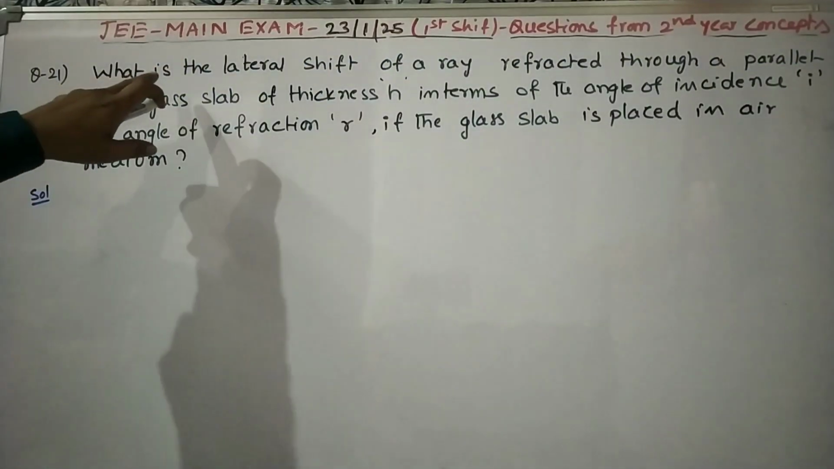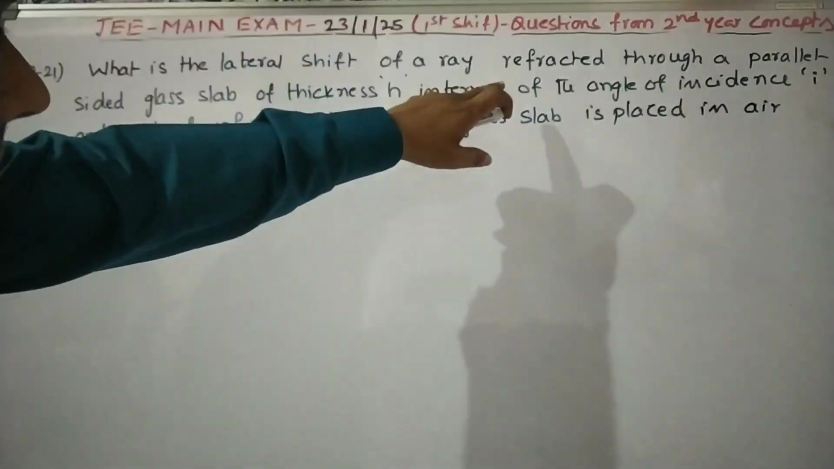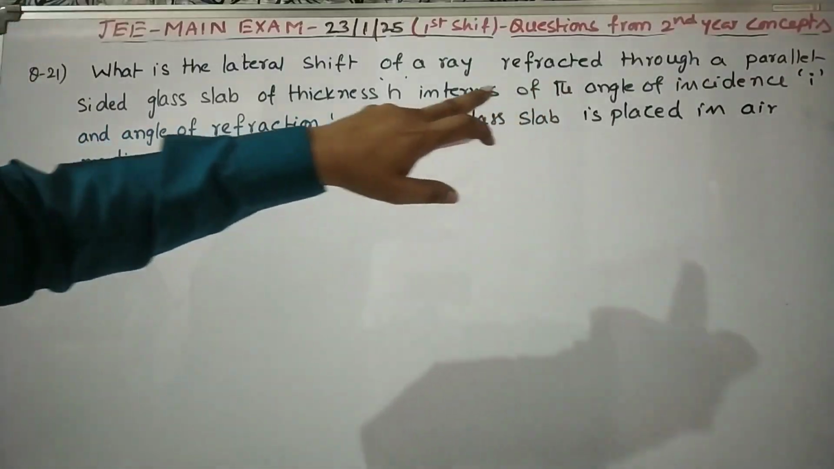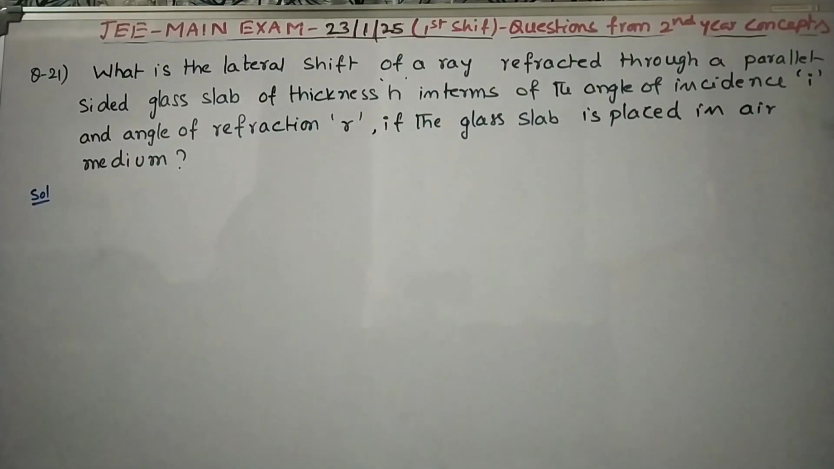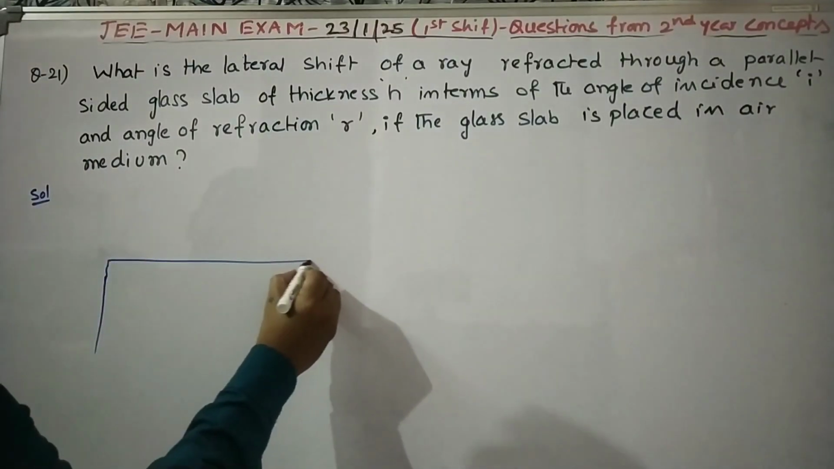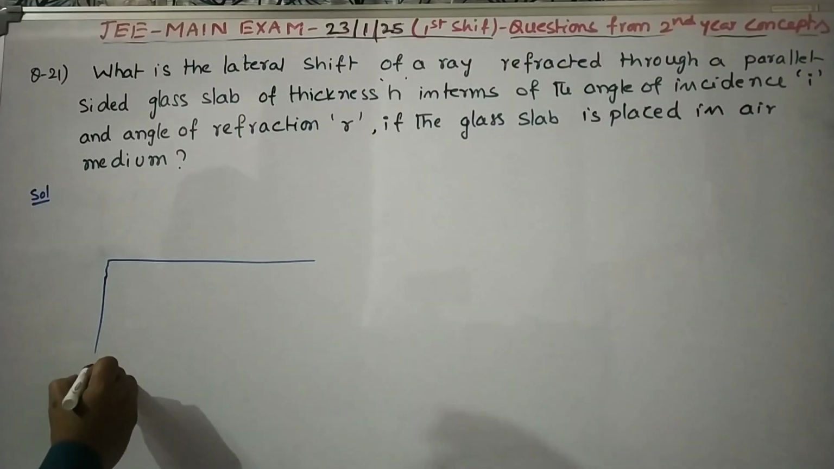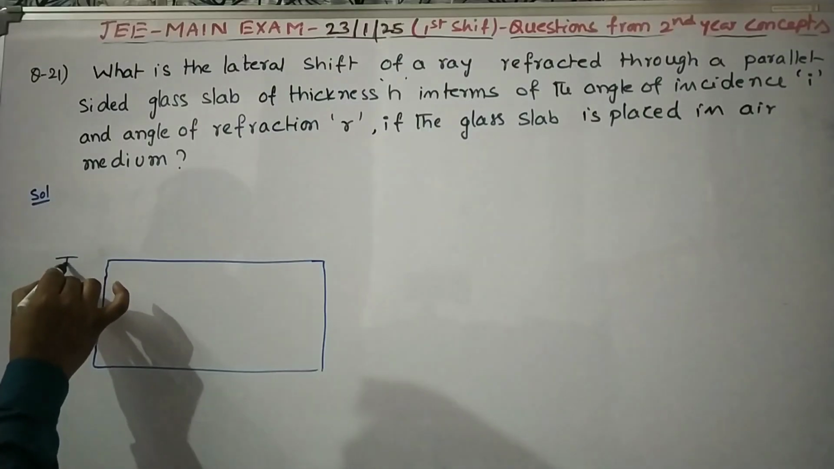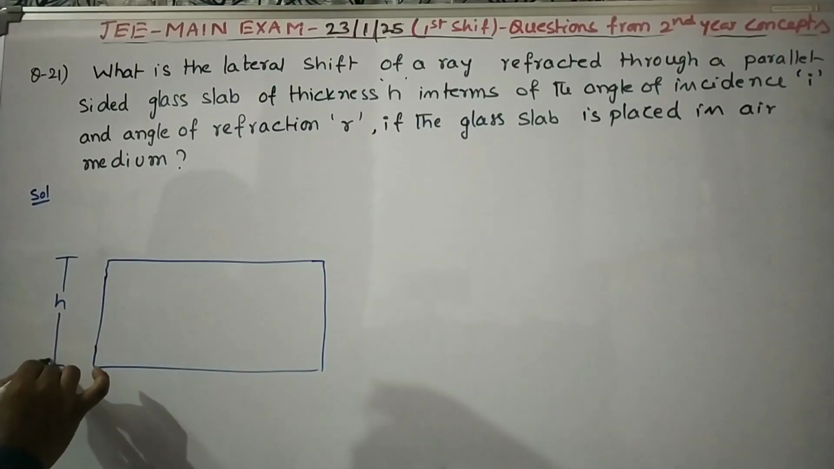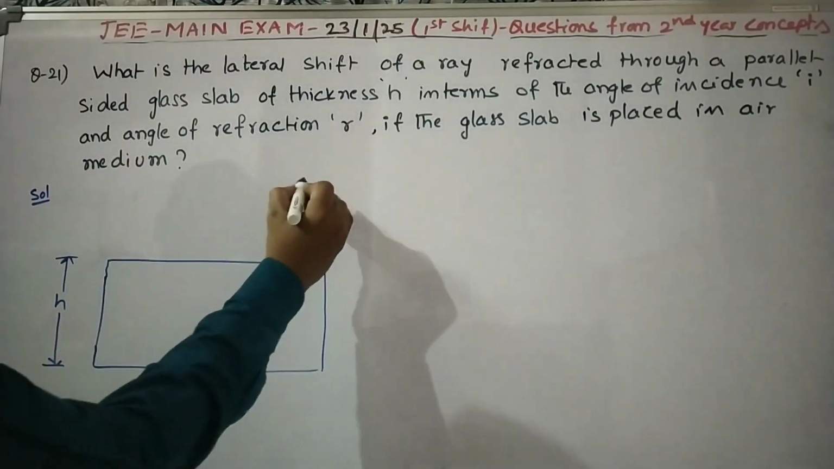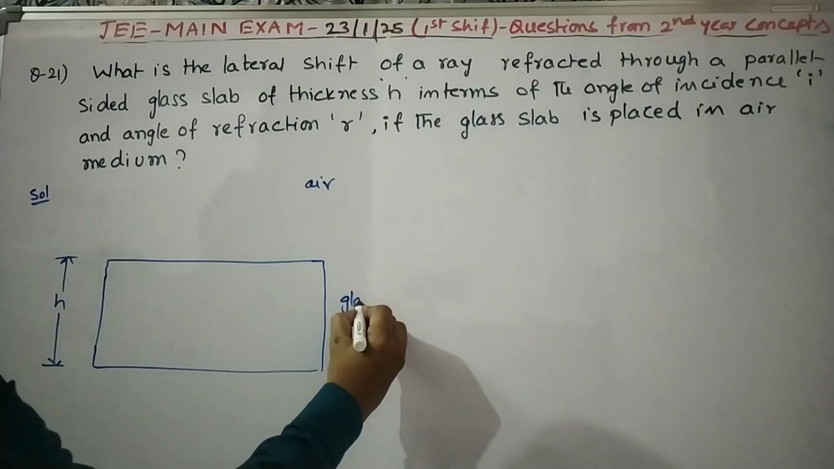The 21st question: what is the lateral shift of a ray refracted through a parallel sided glass slab of thickness h, in terms of angle of incidence and angle of refraction, if the glass slab is placed in air medium? To see, this is a parallel sided glass slab of thickness h, when it is placed in air. So this is the air medium. This is the glass medium.